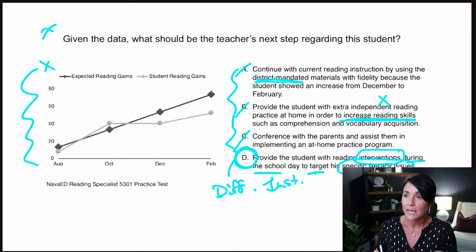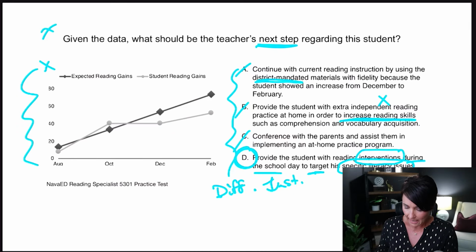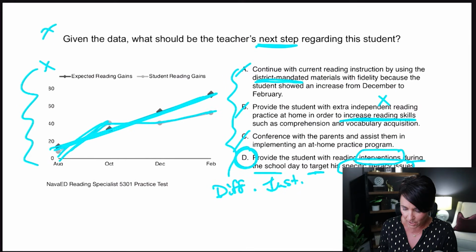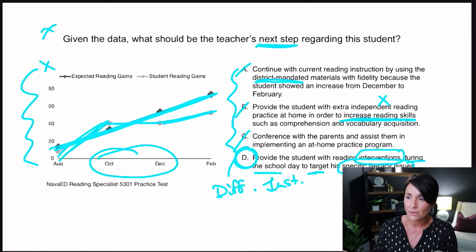Let's read the question. Given the data, what should be the teacher's next step regarding the student? And we have this data here, and you can see that the expected gains are going up, but the student kind of flatlined. He was above, and then he flatlined, and now he's below. So something happened here. We don't know what, but what's the best thing to do here? Provide interventions for the student's specific needs, making sure to target his deficits. D is going to be the best answer choice, and I didn't have to look at the graph or even read the question to get that answer.